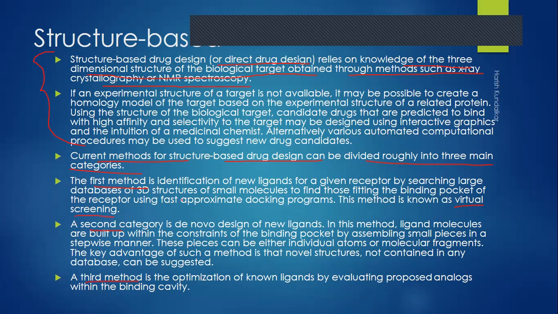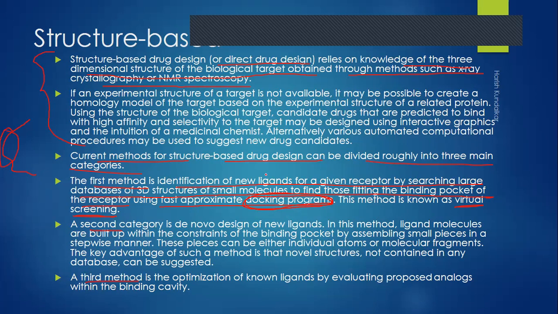So what do we do in virtual screening? We identify new ligands for a given receptor by searching large databases of 3D structures of small molecules to find those fitting the binding pocket of the receptor using fast approximate docking programs. Okay, docking programs, and this is known as virtual screening. In short, अगर बताना है, तो I'll just draw a structure of a receptor over here. Now this is the structure of a receptor, and we know that this is the binding pocket.